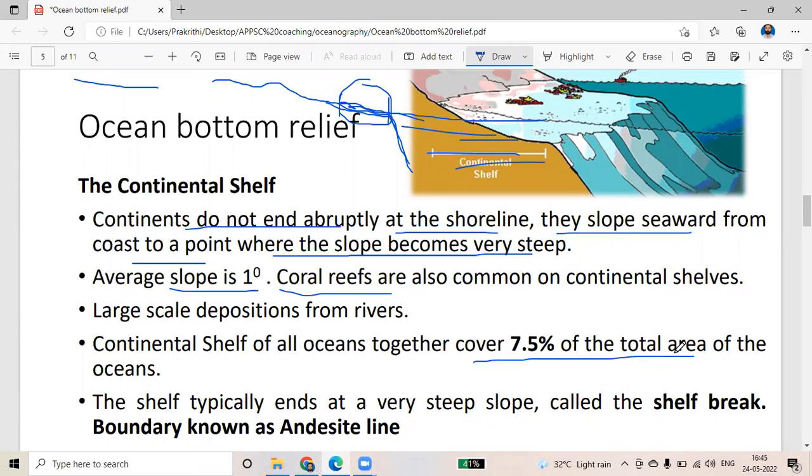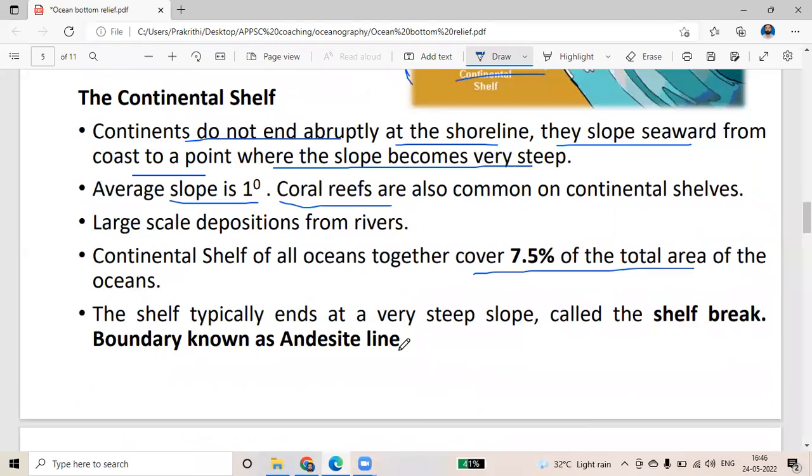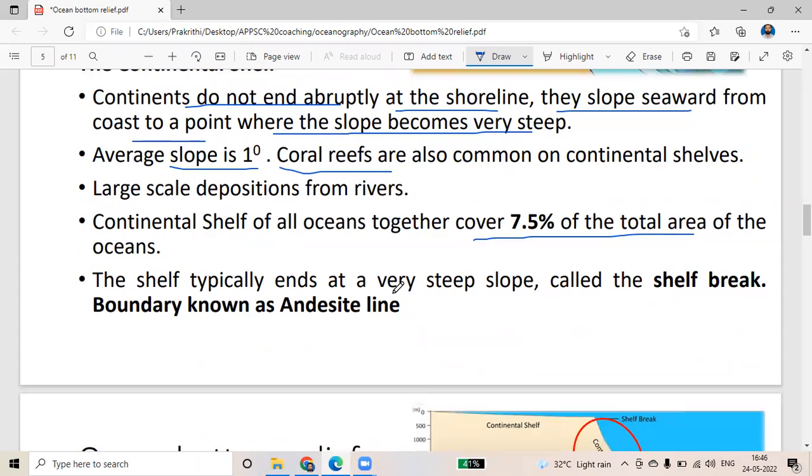Another one: if there is an island inside a sea, it will also have its own continental shelf region. For example, if we go to Lakshadweep, you can see a large extension of white patches around the island. In the surroundings of that island you can see an extension of land, but that is actually the continental shelf region of that particular island. The shelf typically ends at a very deep slope.